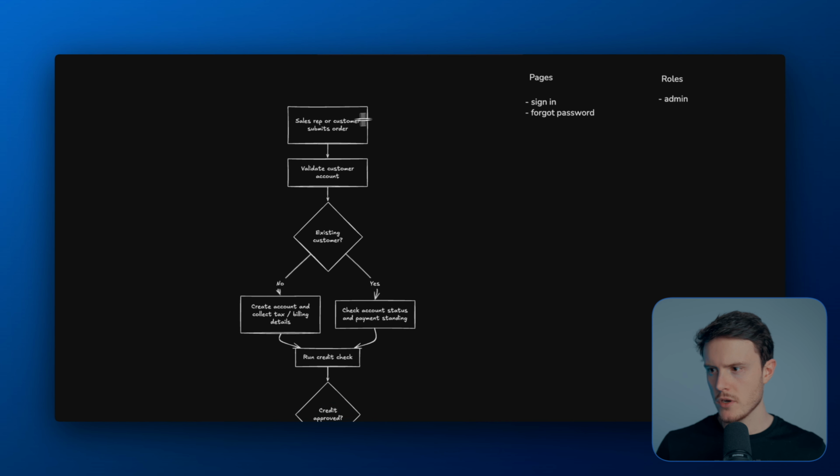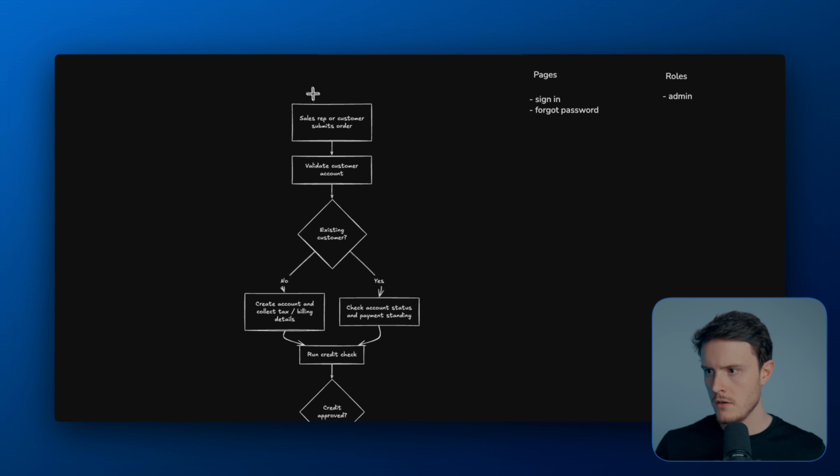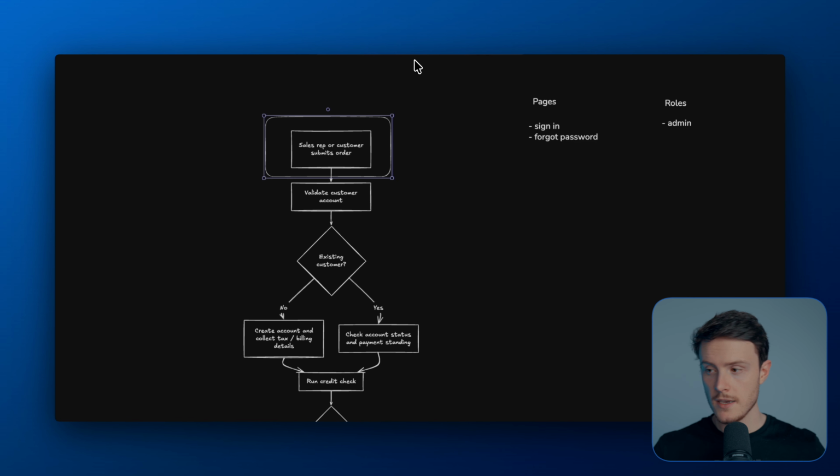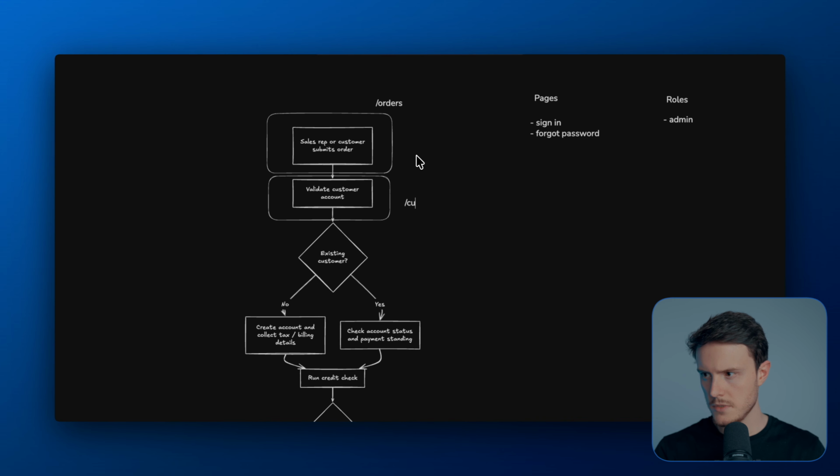So first of all, sales rep or customer submits the order. They validate the customer account. So straight away, I can already see that in the database, we're probably going to have customers and orders. And so we'll need pages to handle those. So you can view all your customers, you can view all your orders, and you could go onto the customer page, create a customer, likewise for the orders. So here I'm going to say we need an orders page. And then for this one, we're going to need a customers page so we can view and create customers.